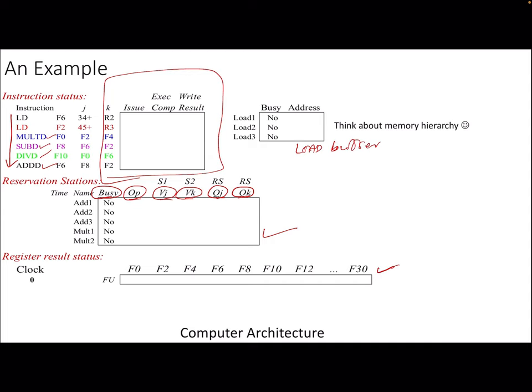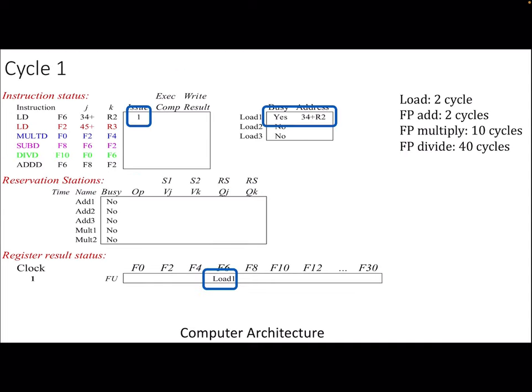So let's start looking into it. But before that, let's assume that load takes around 2 cycles, and floating point add and subtract will also take 2 cycles, and multiply and divide take 10 and 40 cycles respectively. This is just an example to understand the notion of out of order execution and how this dynamic scheduling happens, right? So let's start with the first instruction, clock cycle 1.